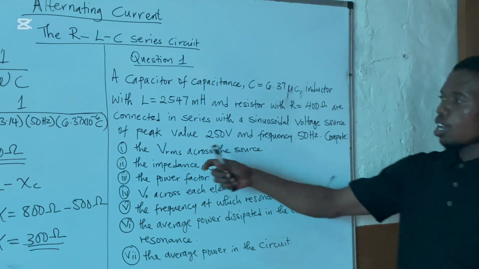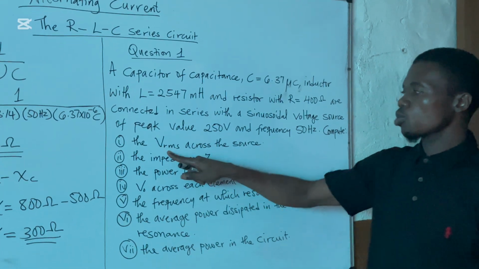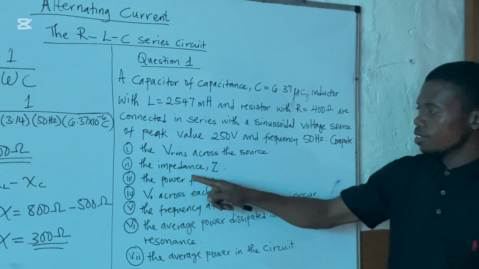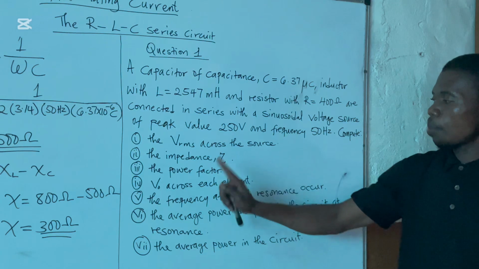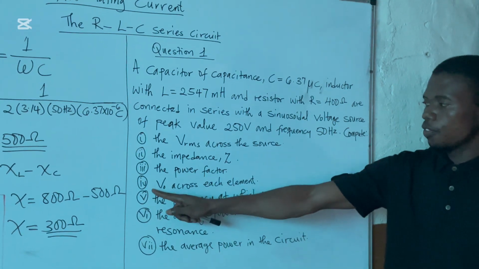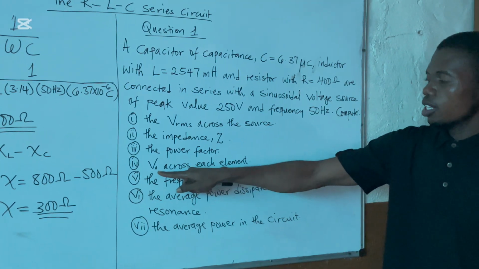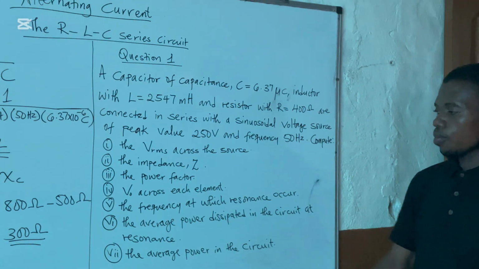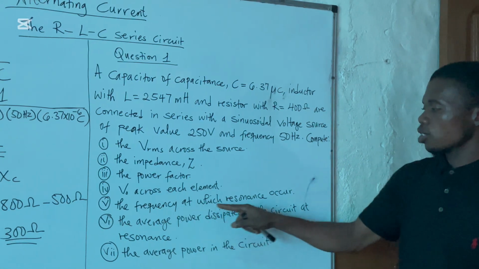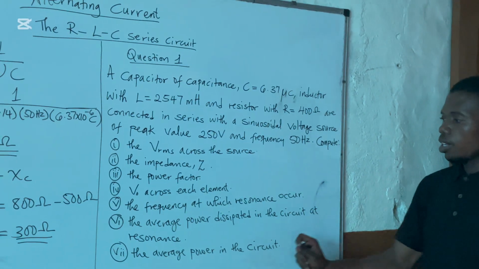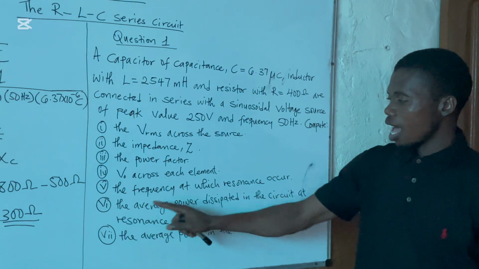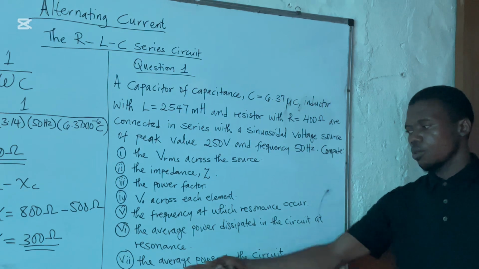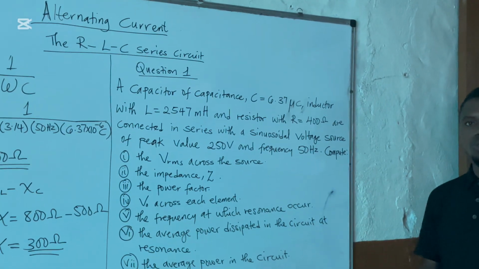Compute: I1, the root mean square voltage across the source; I2, the impedance Z; I3, the power factor; I4, the peak value voltage across each element; 5, the frequency at which resonance occurs; 6, the average power dissipated in the circuit at resonance. And lastly, we're going to calculate the average power in the circuit.